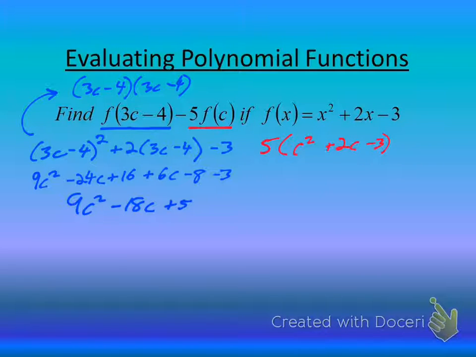Distribute the 5. You get 5c squared plus 2c minus 3. Put that in parentheses. And blue part to red part, what operation are we doing? Subtraction. Okay.